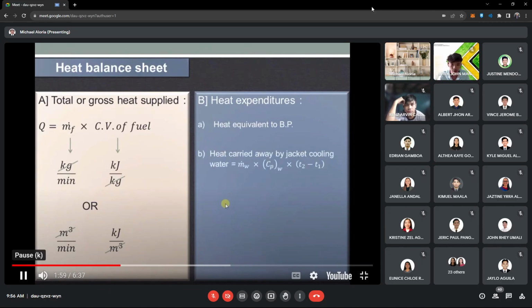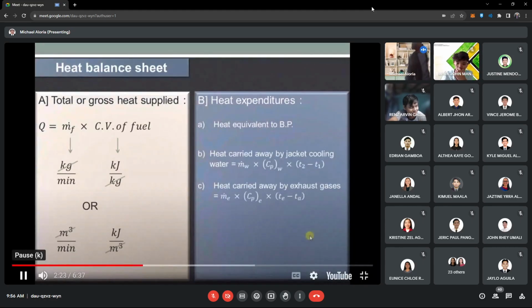The second part is the heat carried away by the jacket cooling water, which is circulated around the engine cylinder to cool it, and it is given by m cp delta T. So it is mass of water, times cp, times delta T. The third part is the heat carried away by the exhaust gases. So that is also in the form of m cp delta T.